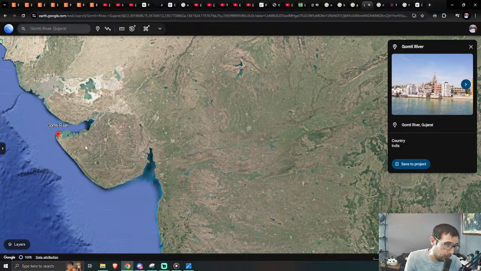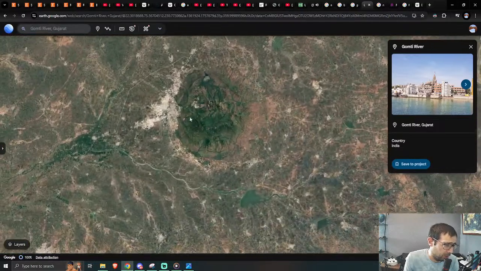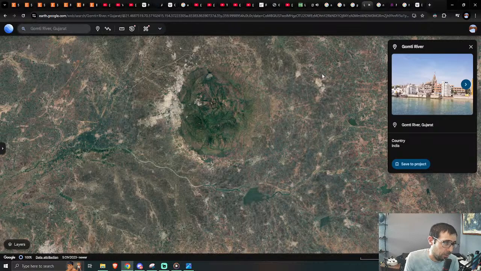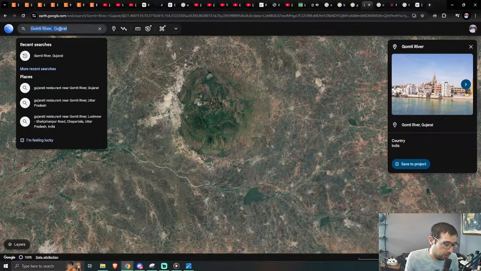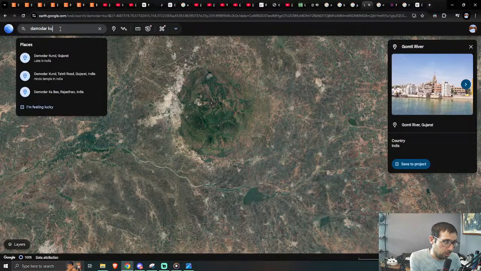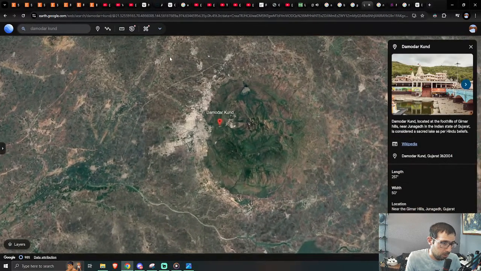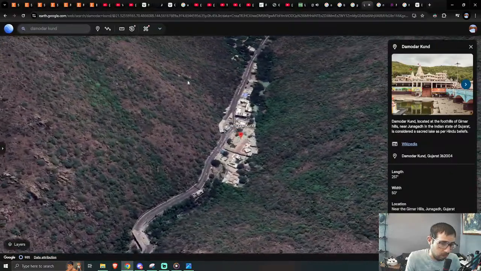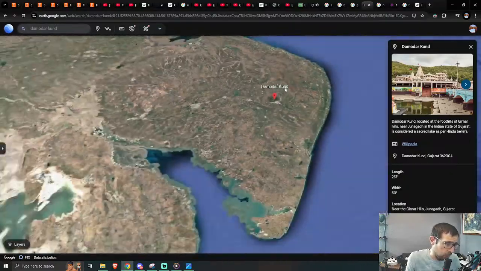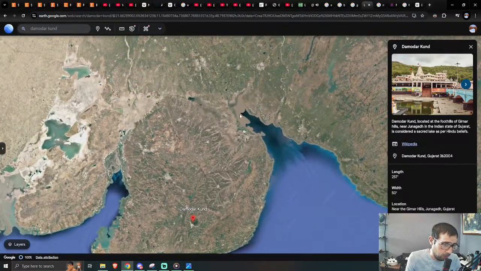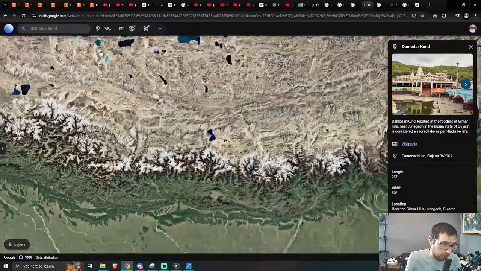Across on the back and the beak on the bird head, back of the head, beak, opposite sides of Girnar are these two things going on. That's pretty interesting. Also interesting, Girnar has, if I just search Damodar Kund, it's right there. But the Damodar Kund that is related to shaligrams is over here.